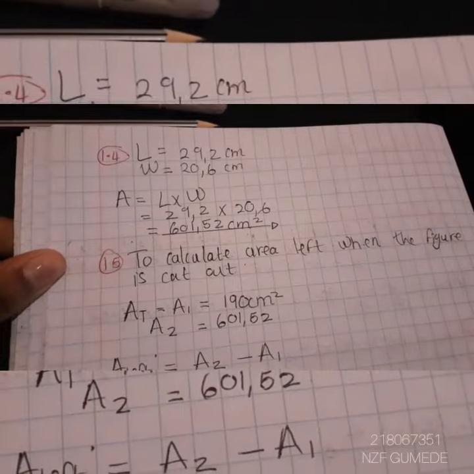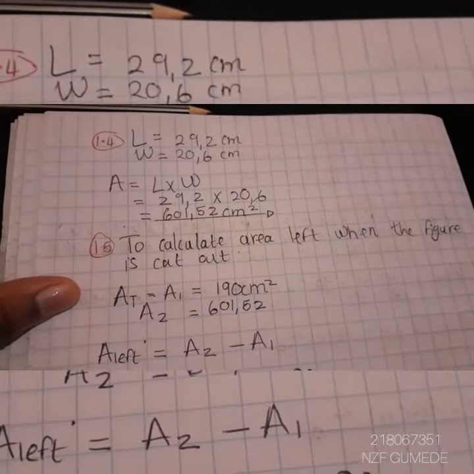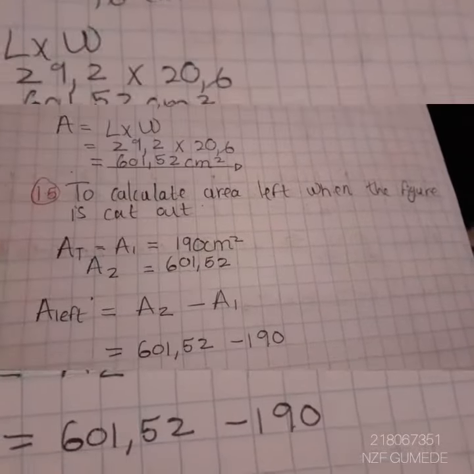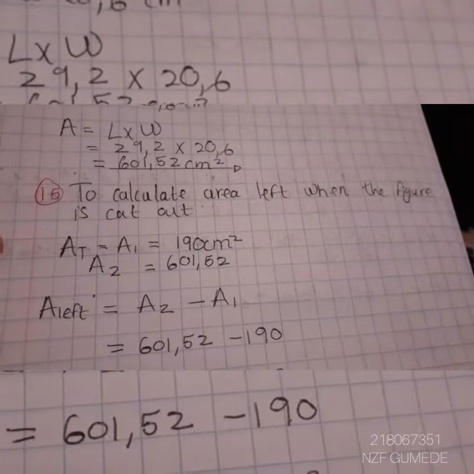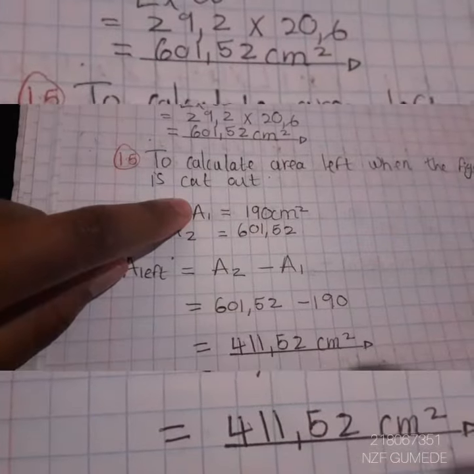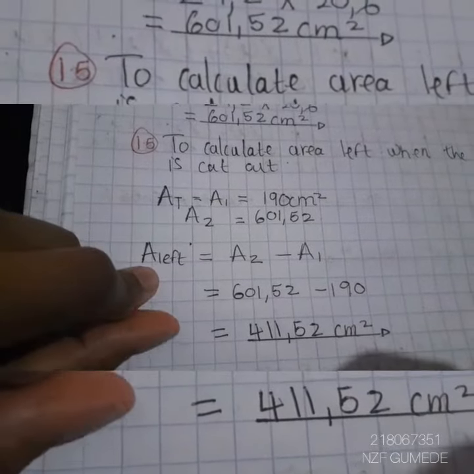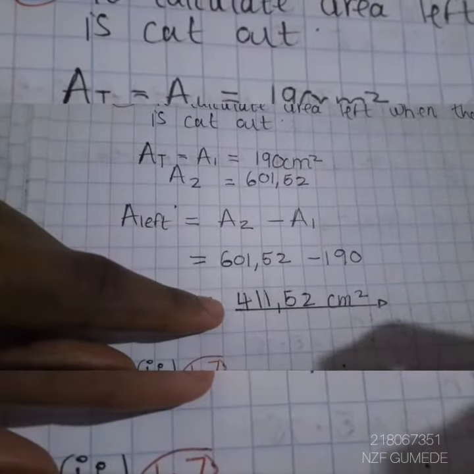I was then instructed to find the length and the width of an A4 page. I measured my A4 paper, and the total area that I got is 601.52 centimeters squared. I was then requested to calculate the area that is left if the floor plan was to be cut out of this A4 page. I took my total area, I named it A1, with the area of the A4 page A2. Now for the area that was left, I took my A2 and I subtracted my A1. Total area is 411.52 centimeters squared.